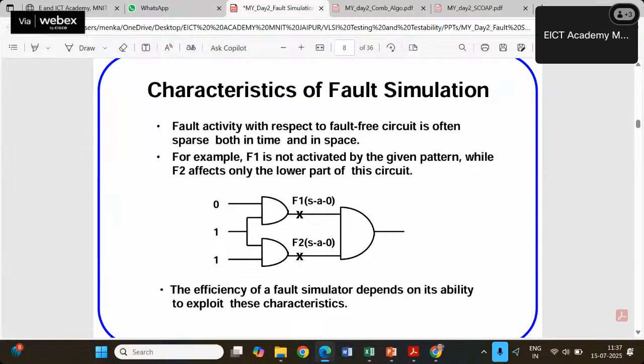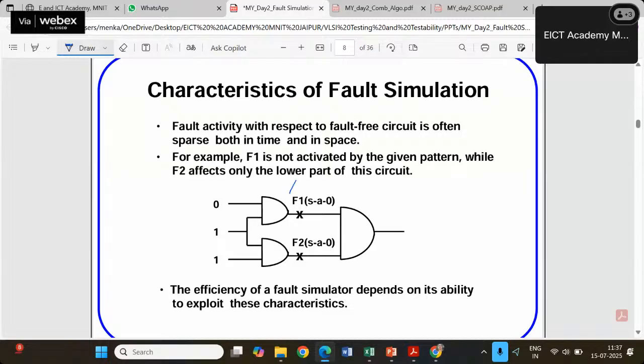So in this, the characteristics of fault simulation are shown. There is a diagram. F1, F2 are the faults. Fault activity with respect to the fault-free circuit is often sparse in the time and space domain. In this example, there are two faults, F1 and F2. These two faults do not have anything in common, as the branches are considered.